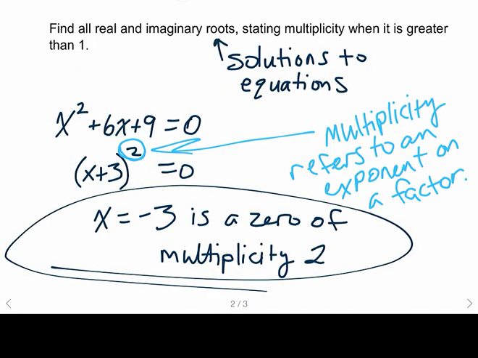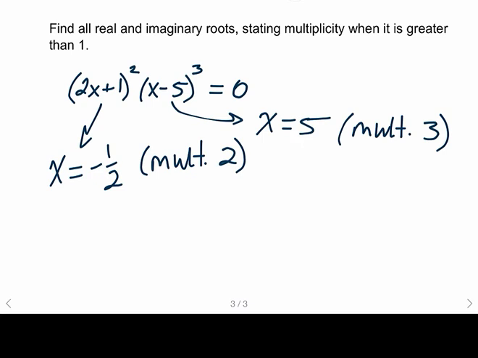So let's go back to the previous example here. X squared plus 6x plus 9 is a degree 2 polynomial. The biggest exponent is 2. The zero is multiplicity 2. Okay, back to our current example. 2x plus 1, the quantity squared, x minus 5, the quantity cubed. If we were to multiply this out, we would end up with a degree 5 polynomial.